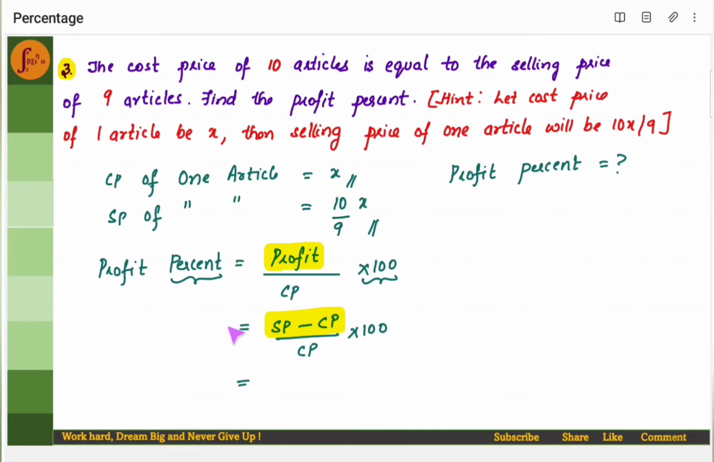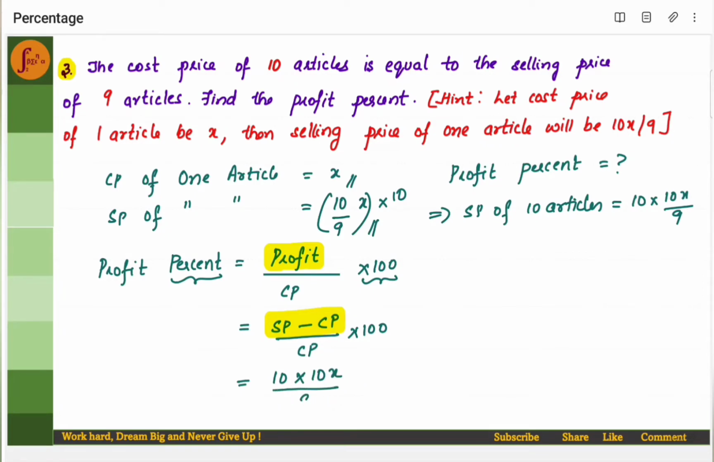Now whenever we find profit, we'll have to find it for the total articles, right? Now here it's 10 articles. So we will have to take selling price of 10 articles. Selling price of one article is 10x by 9. So for 10 articles, it will be 10 into 10x by 9, right? Into 10 times, because there are 10 articles. So it's going to be 10 into 10x by 9. This is selling price. Minus cost price. Cost price of one article is X.